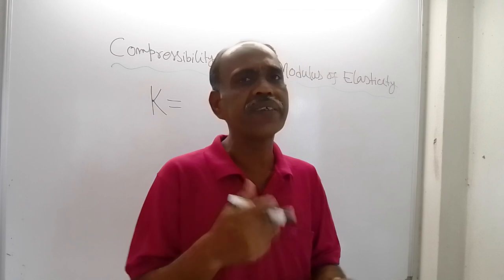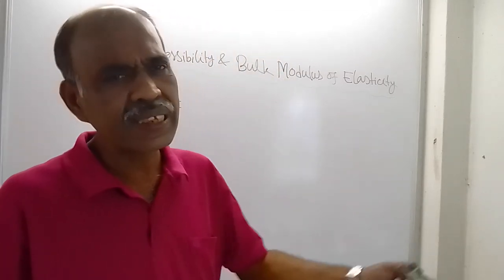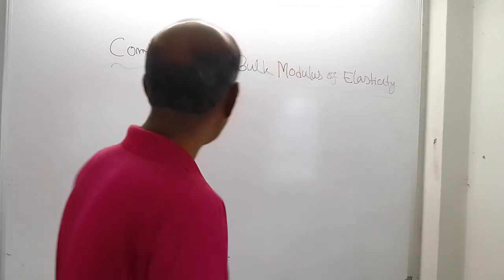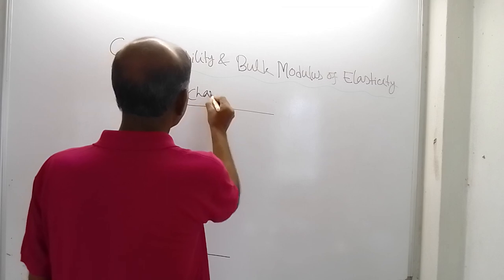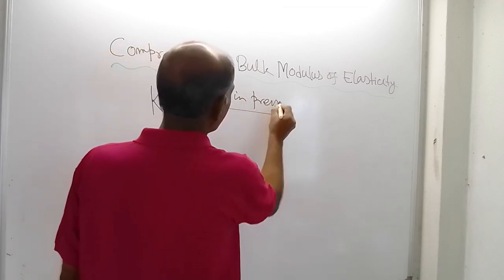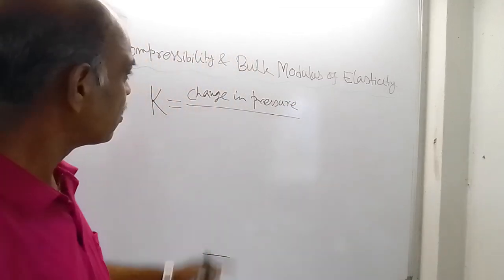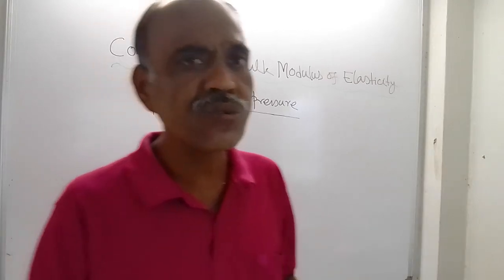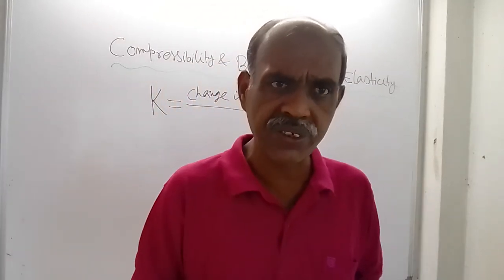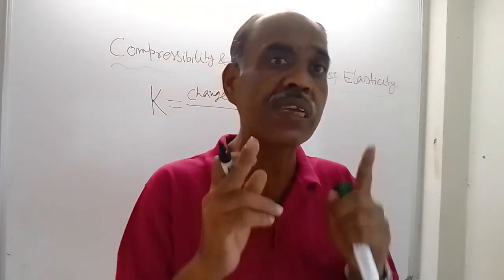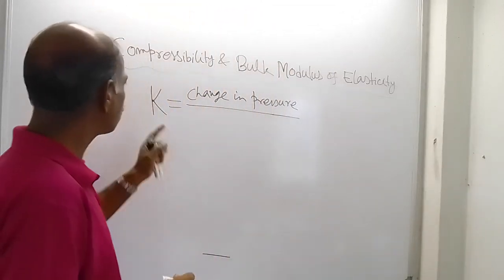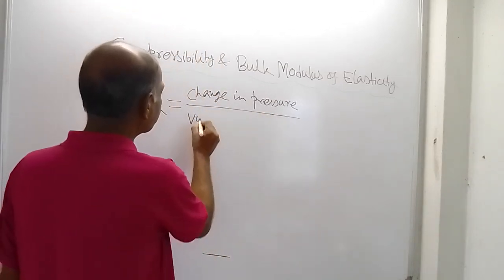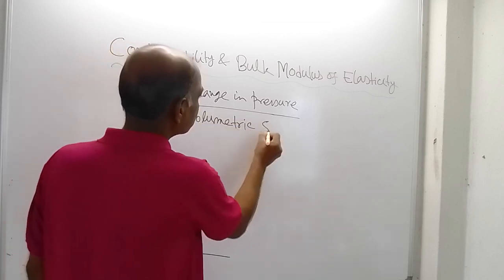And k is written as increase in pressure divided by volumetric strain. Not increase in pressure, actually it is change in pressure. Change may be positive, change may be negative also. So K is defined as change in pressure. Since we are talking about pressure, that means we are talking about fluid. For solids, the term pressure is not used; instead, the term normal stress is used for solids. But pressure is used only for liquids and gases, that means only for fluids. So K, the bulk modulus of elasticity, is defined as change in pressure divided by volumetric strain.